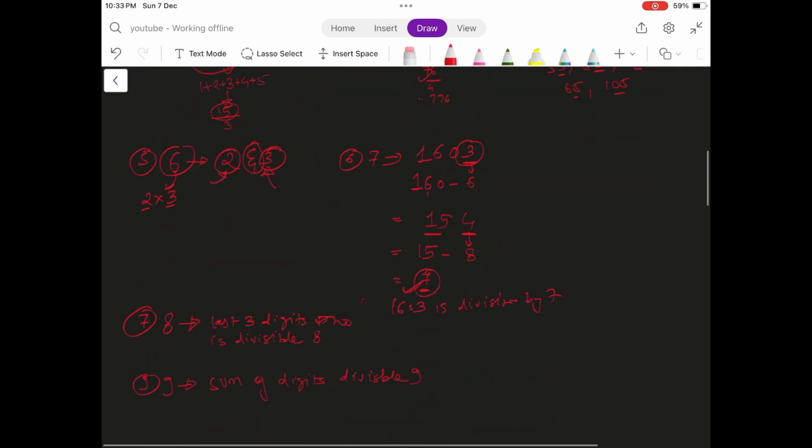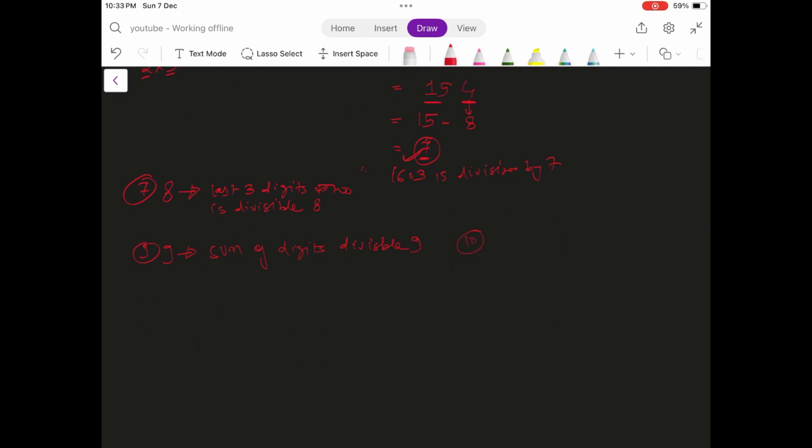Now 10 के लिए easy, any number which has 0 at unit place will be divisible by 10, common sense, 100, 500, 60 all are divisible by 10.